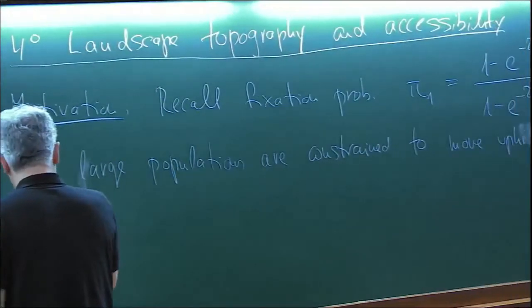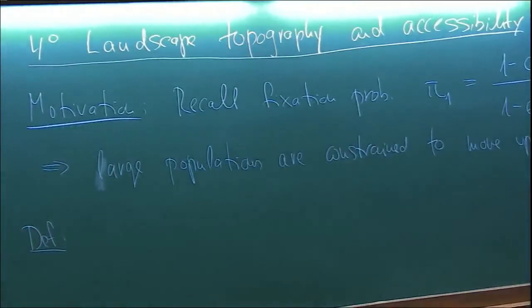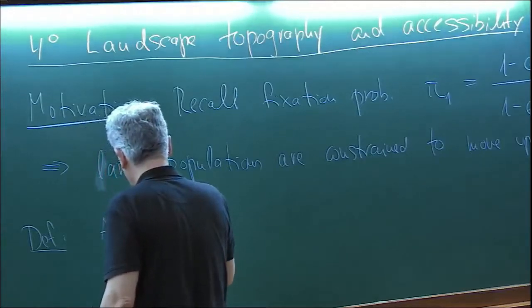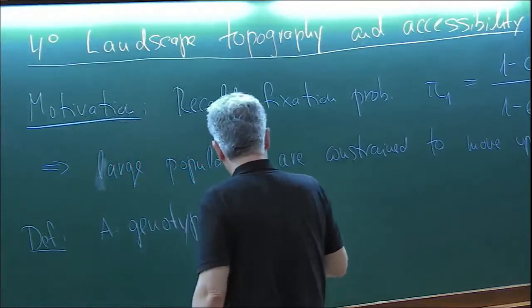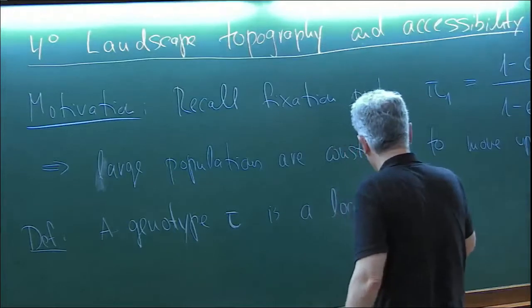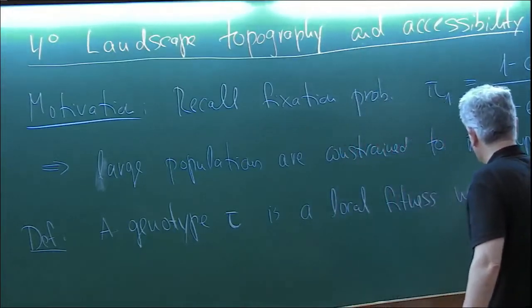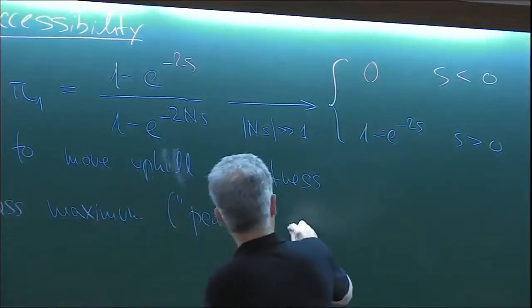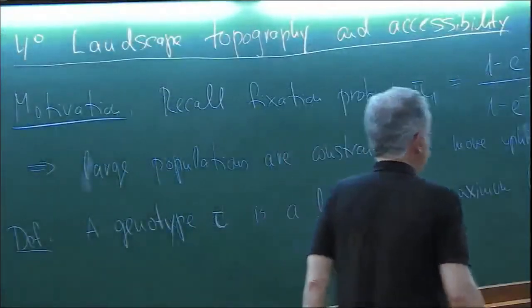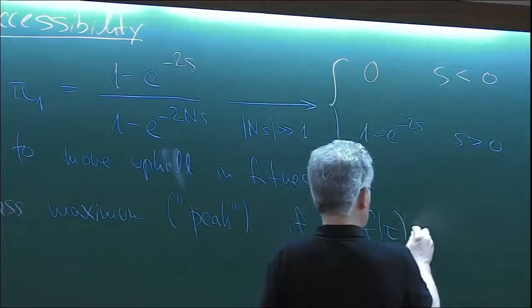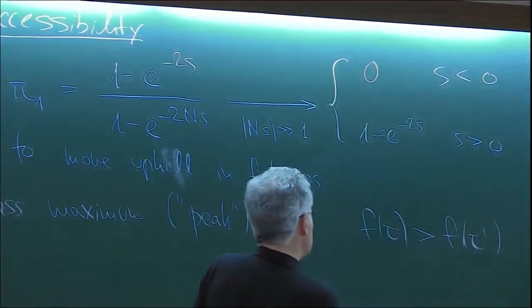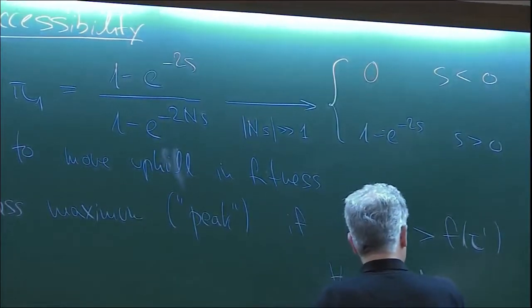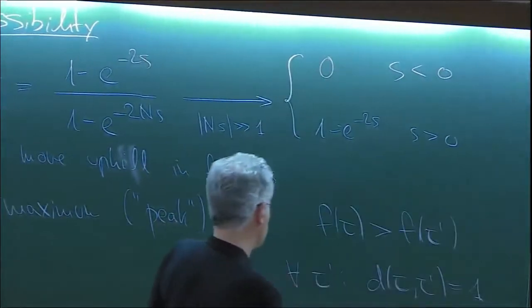So I'm going to define a couple of things. The first definition is: what is a peak? This is fairly obvious, a local maximum. A genotype tau is a local fitness maximum. Sometimes we'll just call this a peak. What is the condition? The fitness of tau, f of tau, is greater than the fitness of all its neighbors. So f of tau is greater than f of tau prime for all tau prime at distance 1, that is, those which have Hamming distance 1 to this genotype.